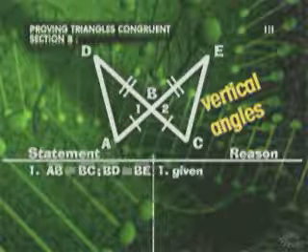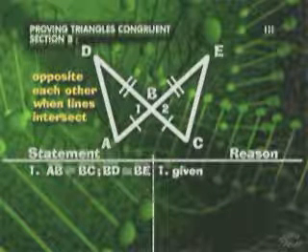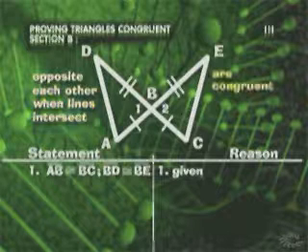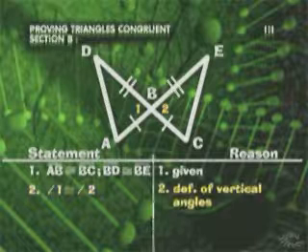Remember the definition of vertical angles? Vertical angles occur opposite each other when 2 lines intersect. And vertical angles are congruent. So, we can state that angle 1 is congruent to angle 2 because of the definition of vertical angles.